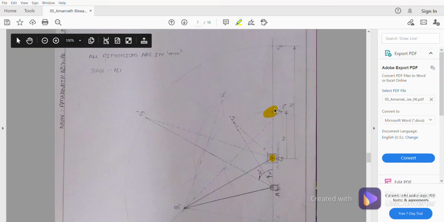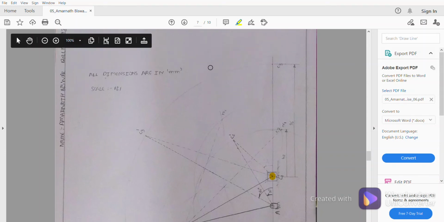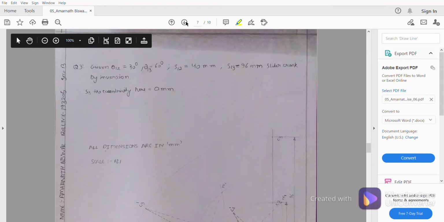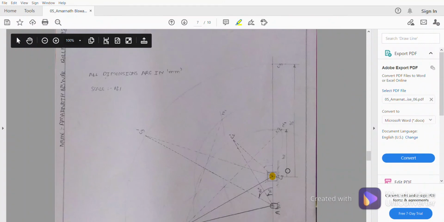Now we will join this C1 and C. We will mark those points. In the previous questions, input angles were given with respect to the first position. We will copy those steps here. We will take the first C1 point.